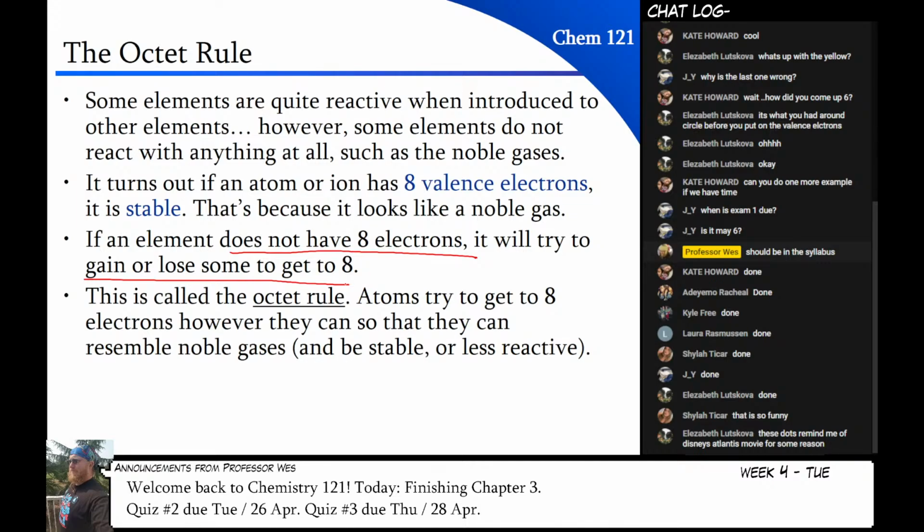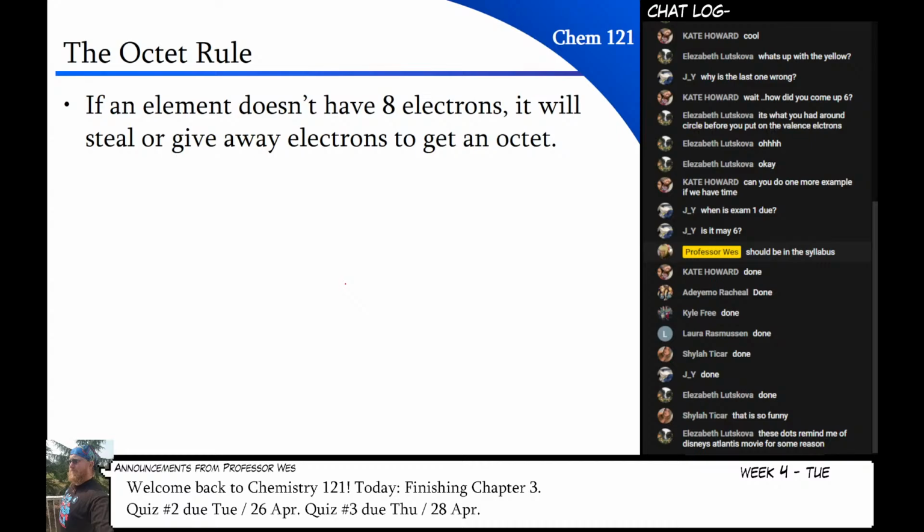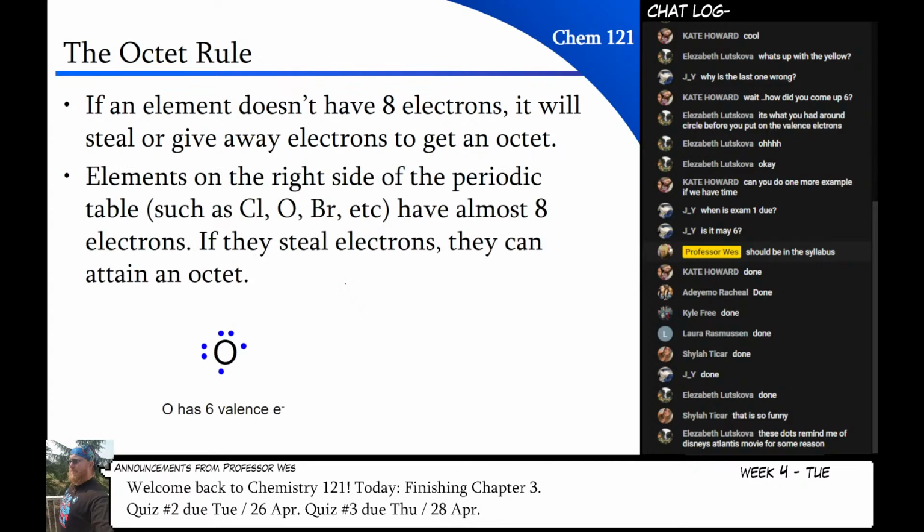The Octet Rule is basically: I want 8 electrons. I will do anything to get 8 electrons. Now, how does this work? Let's look at an example here.